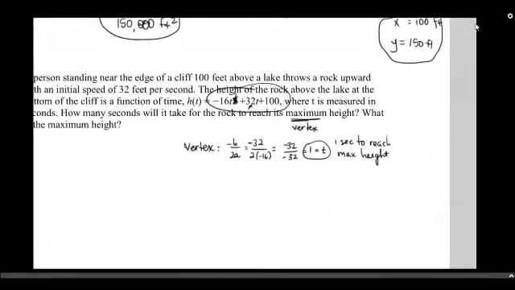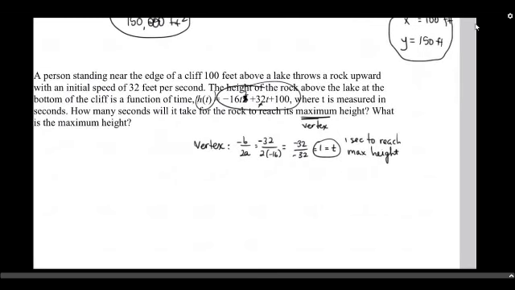And then the next part of the question, what is the maximum height? That's what h stands for. So the height at any given time is given by this formula. So we want to find the height at 1 second. So all you got to do is plug 1 in for all of the t values. We have negative 16 plus 32 plus 100. So that equals 116 feet.